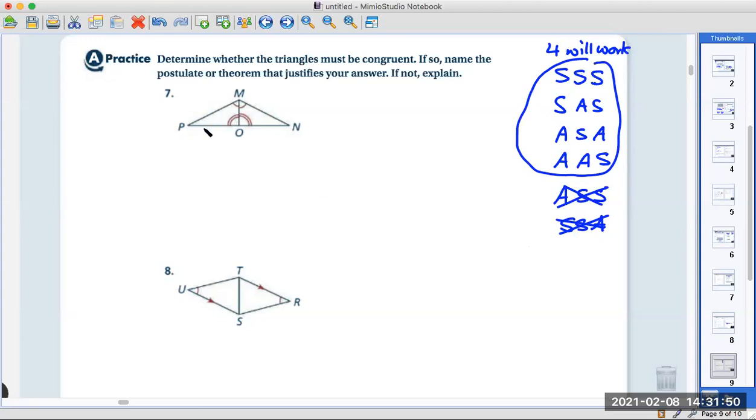So let's look. What are we marking? We got to mark the one side they both have in common. So yes, they are congruent by angle, side, angle, because you can always name MO congruent to itself.